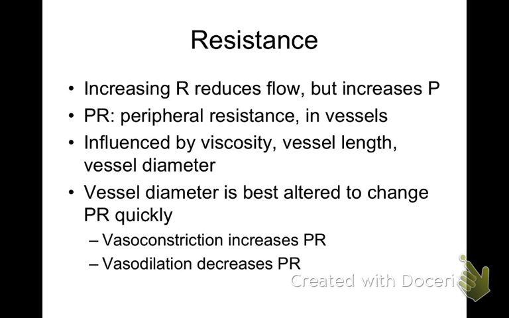Now, there is a way to temporarily shorten vessel length very quickly, and that's by closing off entire capillary beds. But you can't do that forever because all living tissue needs blood supply. So changing vessel length is not something you're going to do long term just to affect resistance to flow and to manage blood pressure. So that leaves us with vessel diameter, and that's the one thing that you can alter quickly to change your peripheral resistance, and that's vasoconstriction, which is going to increase peripheral resistance, and vasodilation, which is going to decrease peripheral resistance.